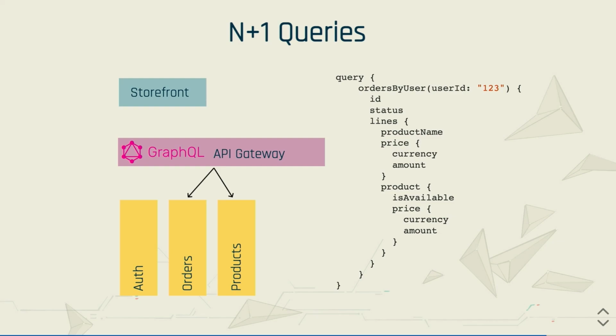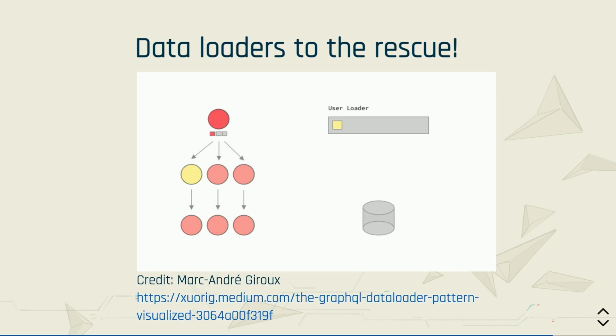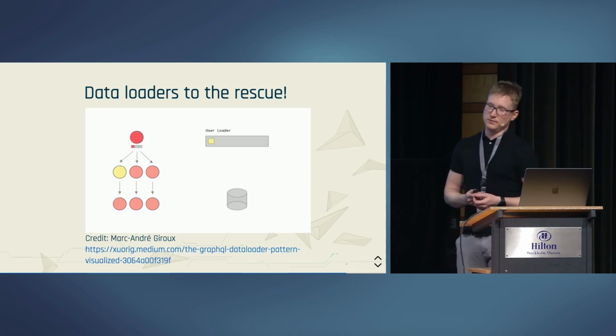And how to solve that problem? Thanks to the asynchronous field resolution that I mentioned before, you could use a quite fancy pattern called the data loader. The data loader will allow you to group your calls. It will see that you are trying to load products over and over again in a single query resolution. And instead of doing 100 calls for a single product, you could do one call for 100 products to gain more performance here.